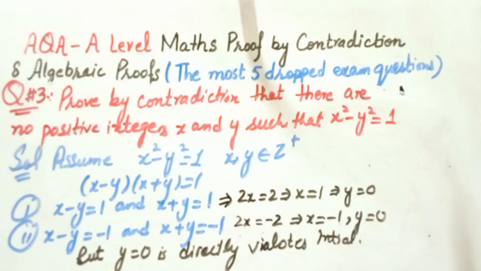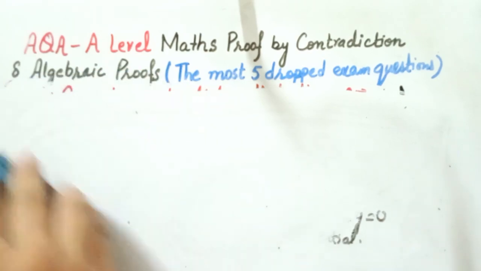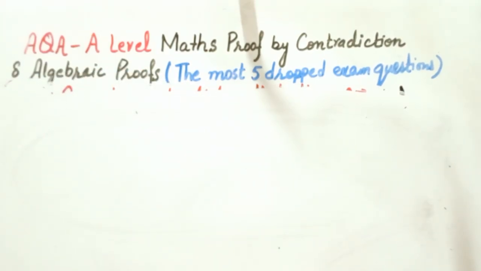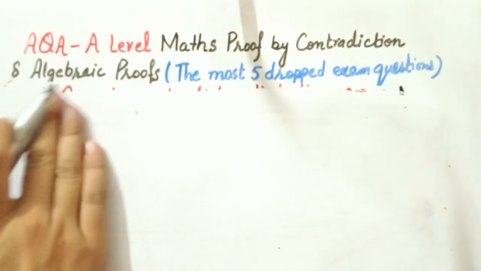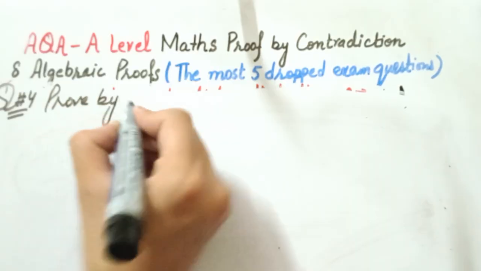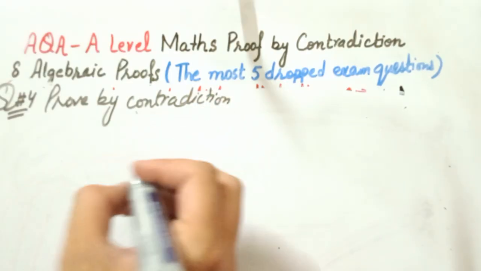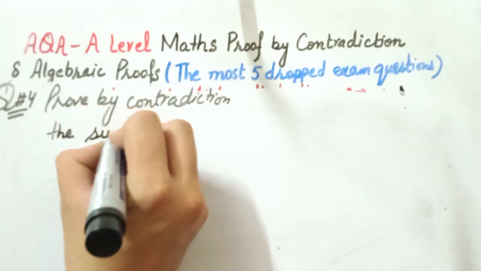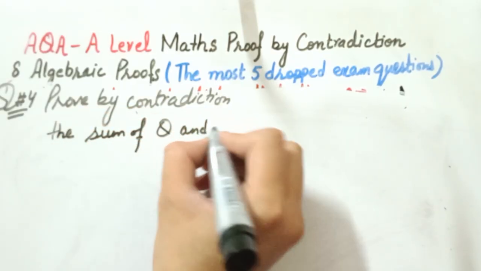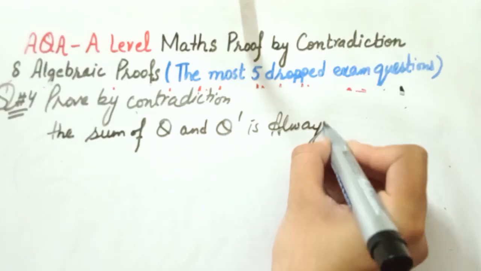Now we will do the next part. In the next question, question is prove by contradiction that the sum of a rational and an irrational is always irrational.